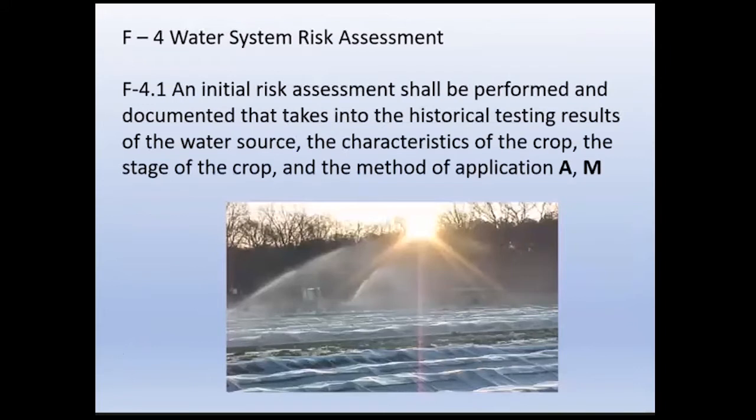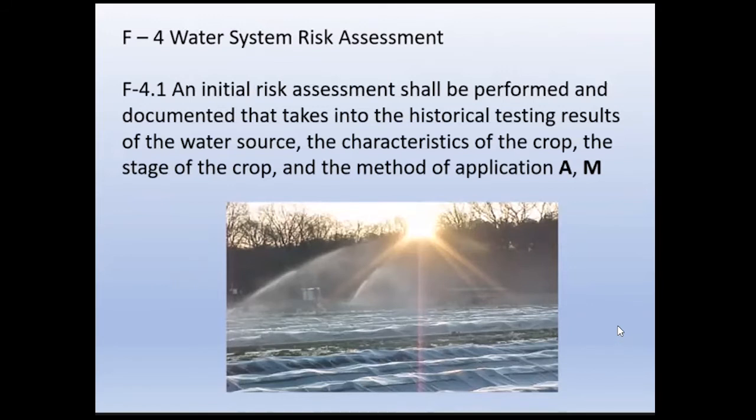So going on to F4, this is where you do a water system risk assessment. Now, if you tuned in last week, Angela did a fabulous job on going over what a risk assessment means. So 4.1 states, an initial risk assessment shall be performed and documented that takes into account the historical testing results of the water source. So here your testing records, the history of those tests, it's going to be very, very important. Hang on to those.